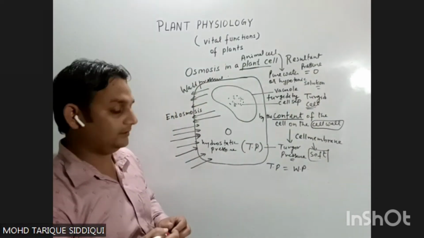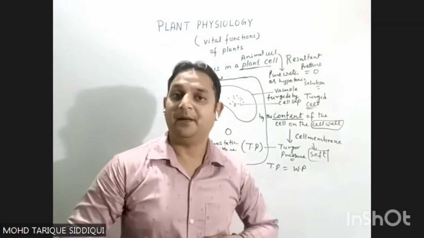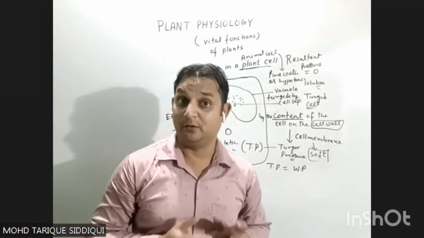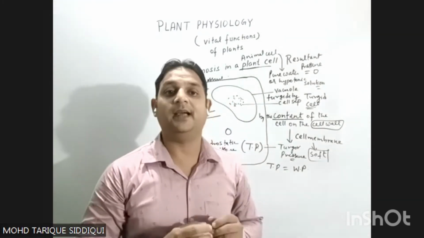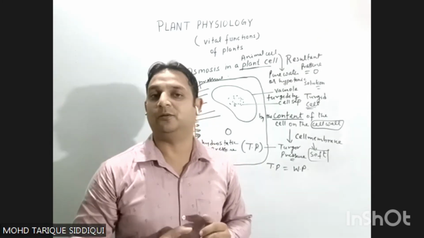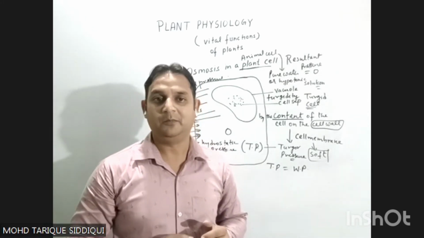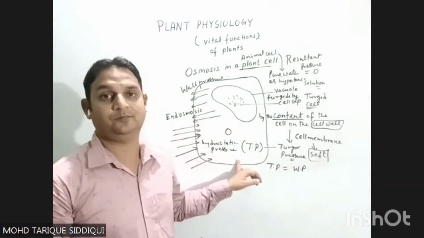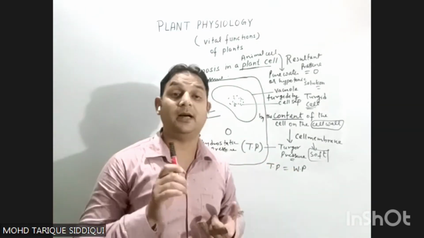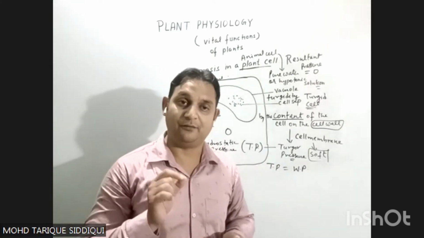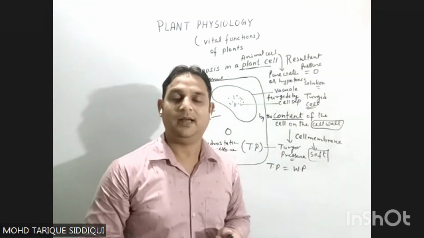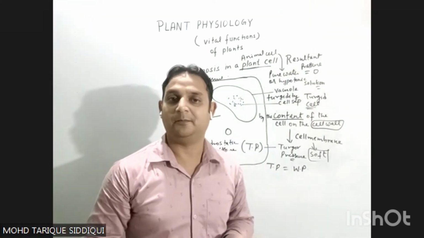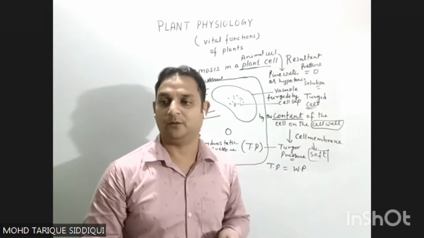Was it clear? Now you know why the plant cell, when placed in pure water, does not burst, and why the animal cell, when placed in pure water, bursts. All right, because the animal cell cannot counter this turgor pressure. So this turgor pressure is directly applied on the cell membrane, which is very soft and wet. So the animal cell bursts when placed in pure water.